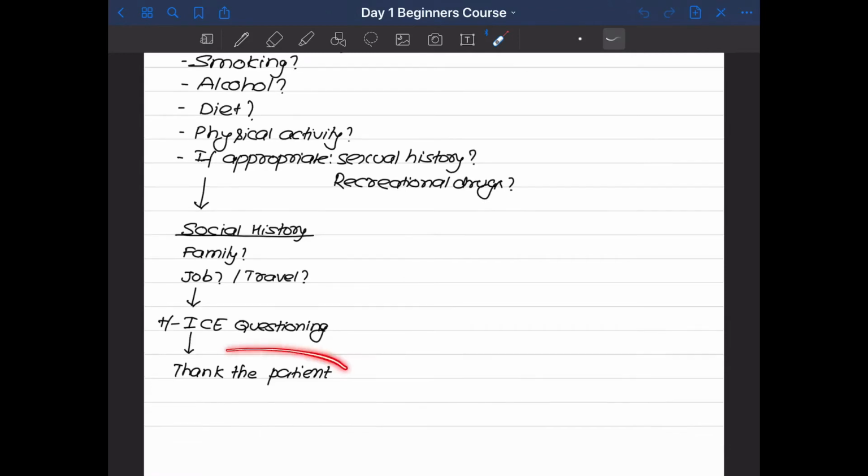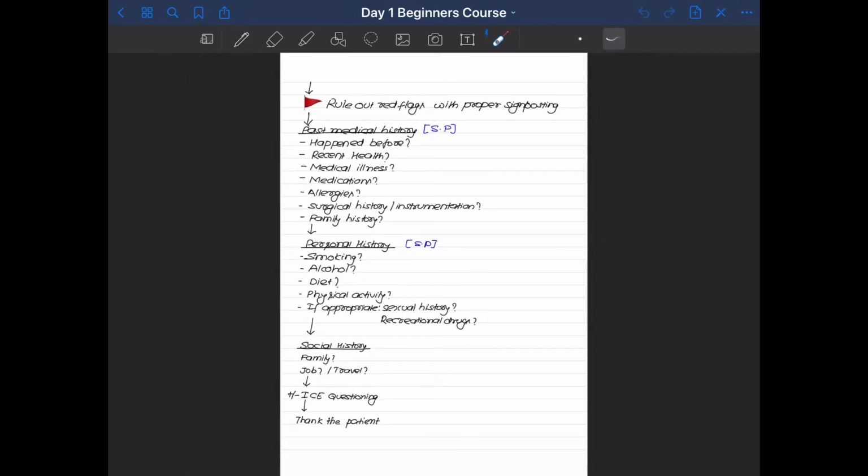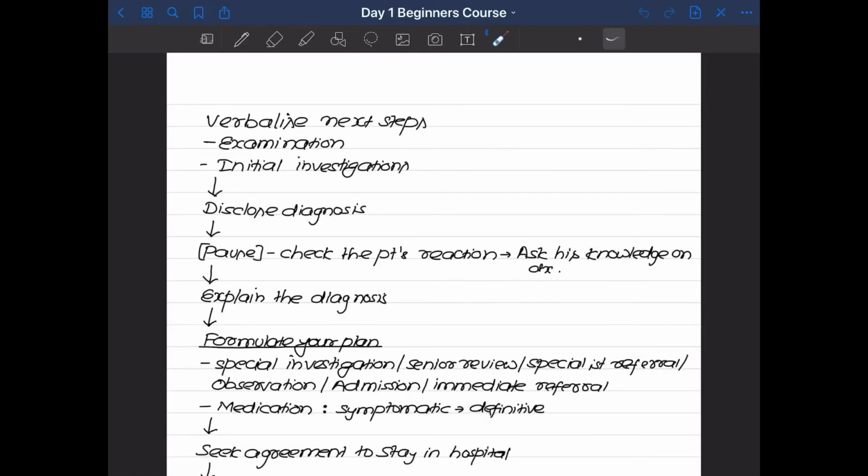Then you thank the patient. You will say, thank you for answering all my questions, and then go on to your further part of the clinical consultation. Now, since this is a history-based station, you will not actually perform any examination, but you have to verbalize what are the examinations that you want to do.